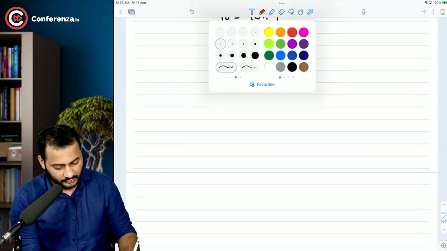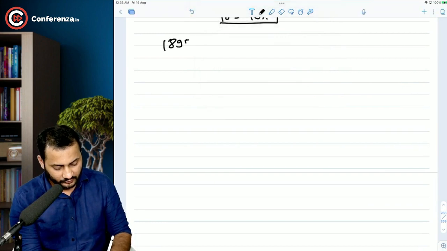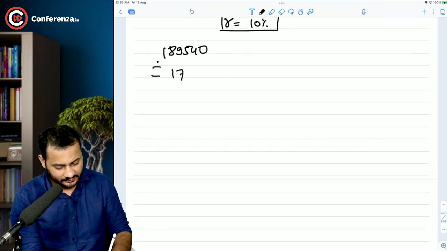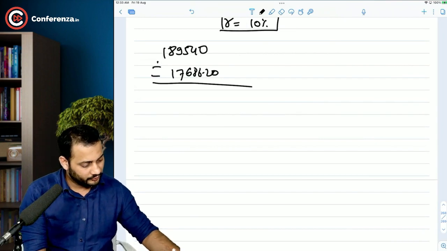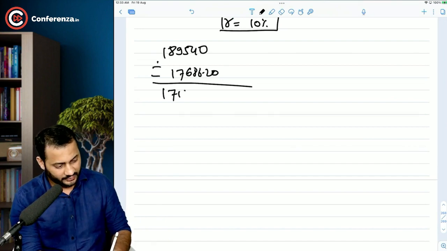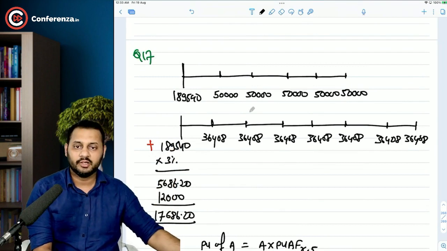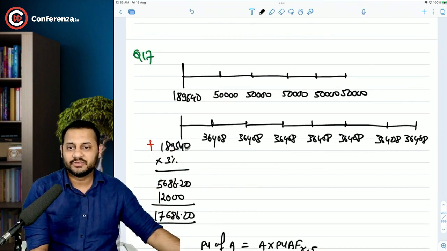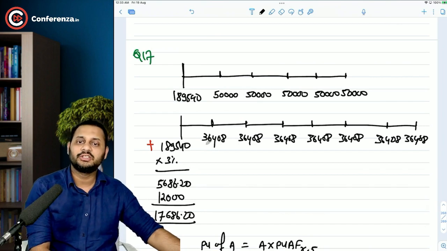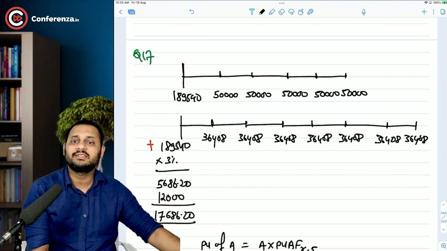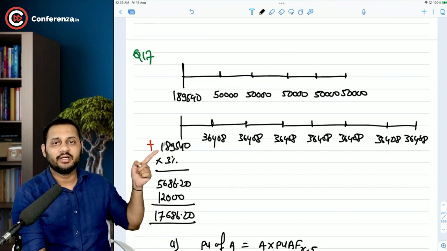What will happen? You will receive 189,540 minus both these expenses, that is 17,686. So how much amount will you receive? It's like 171,854, but still you will pay the same amount of EMI. Understood? You cannot say that since you are paying us a lesser amount of loan, you will charge a lesser amount in EMI. The EMI will not reduce. EMI is calculated on the basic loan value 189,540.